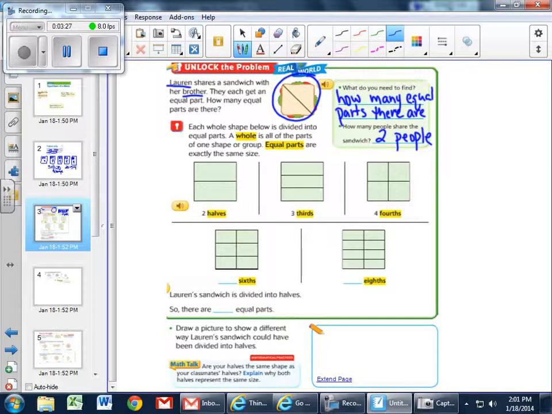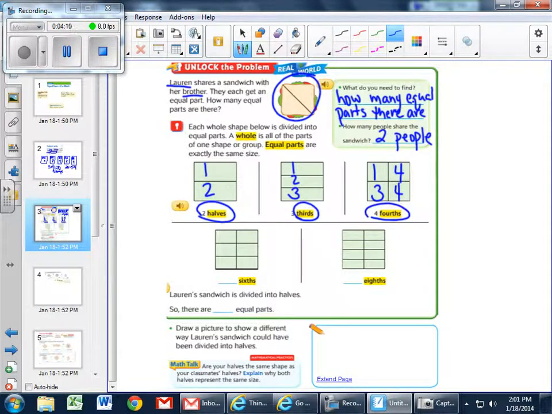Okay, so each whole shape below is divided into equal parts. A whole is all the parts of one shape or group. Equal parts are exactly the same size. So remember, in order to have fractions, you have to have all of them being equal sizes. The first picture shows you have 1 piece, 2 piece, which gives you 2 halves. The second one, you have 1 piece, 2 pieces, 3 pieces, which gives you the thirds. This one gives you 1, 2, 3, 4 pieces, so you have 4 fourths.